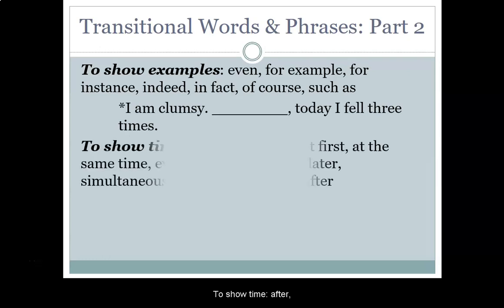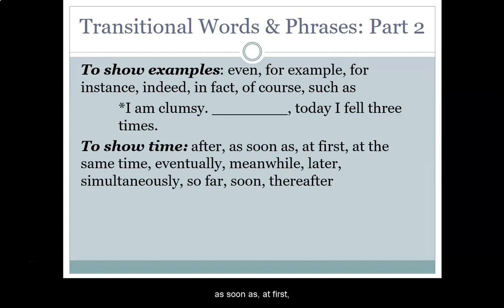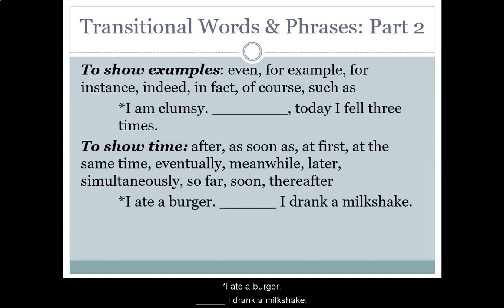Fifth, to show time. After, as soon as, at first, at the same time, eventually, meanwhile, later, simultaneously, so far, soon, thereafter. I ate a burger, blank. I drank a milkshake. And you'll notice here that the transitional phrase we choose very much defines that relationship. Using later is much different than simultaneously.